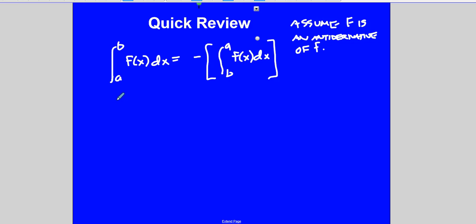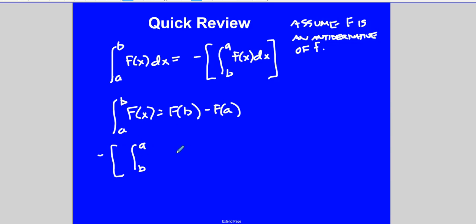Let's see why this is. The left side of the equal sign, by the fundamental theorem of calculus, is capital F of b minus capital F of a. And again, we're assuming capital F is an antiderivative of little f. But then on the right side, notice what this equals.